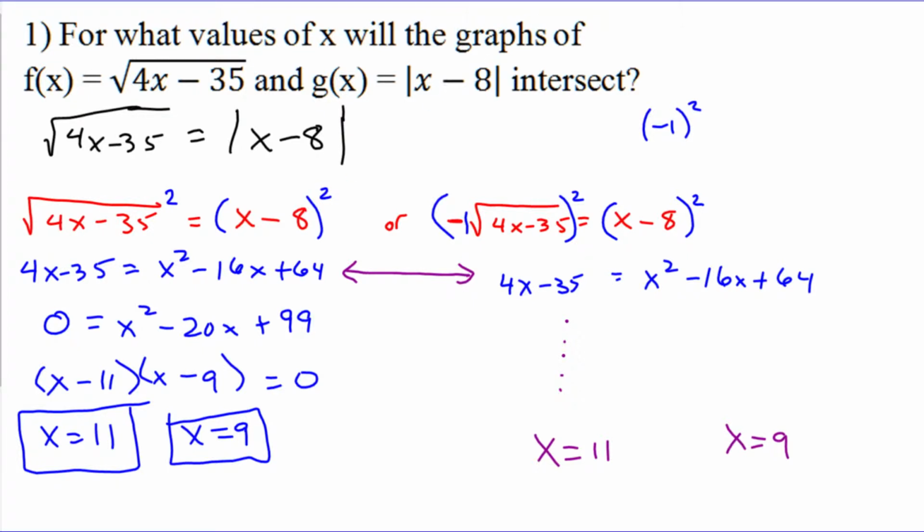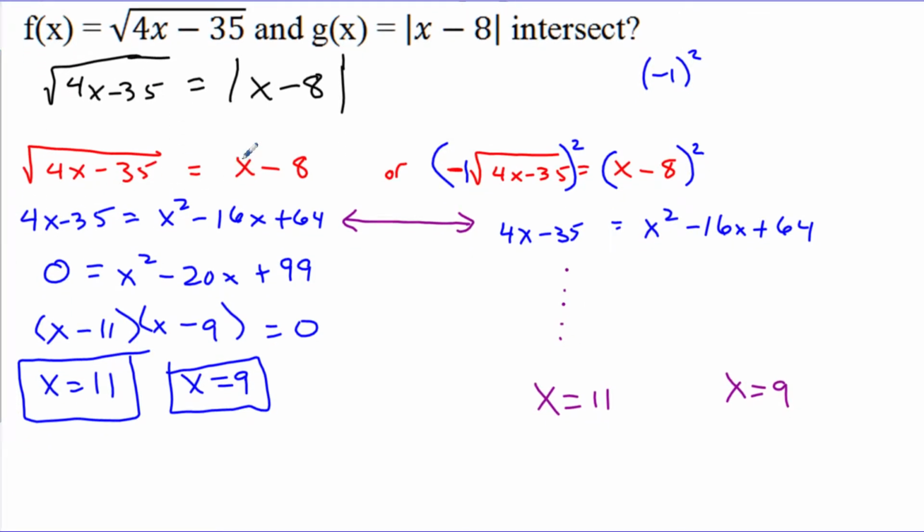So let me go back to my problem right here at this step, okay? If I were to check 11, right, to see if I have any extraneous solutions at this step, if I plug in an 11 here, I get 11 minus 8, which is 3, okay? And if I plug in on the left-hand side, I get 44 minus 35, which is the square root of 9, and that is also 3. So we're good, right? That works, okay?